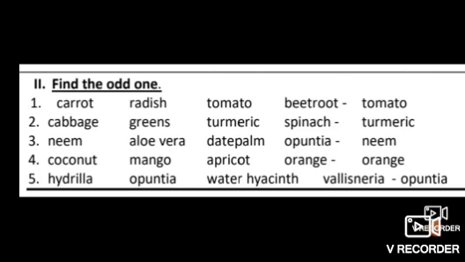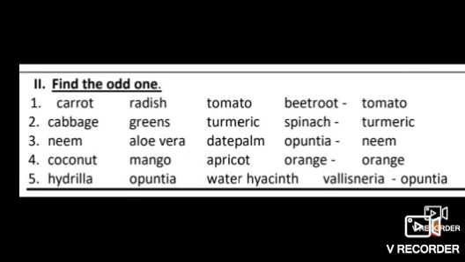Third one, neem, aloe vera, date palm, opuntia. Neem is the odd one. Aloe vera, date palm, opuntia all grow in the desert. They can live for a long time without water.